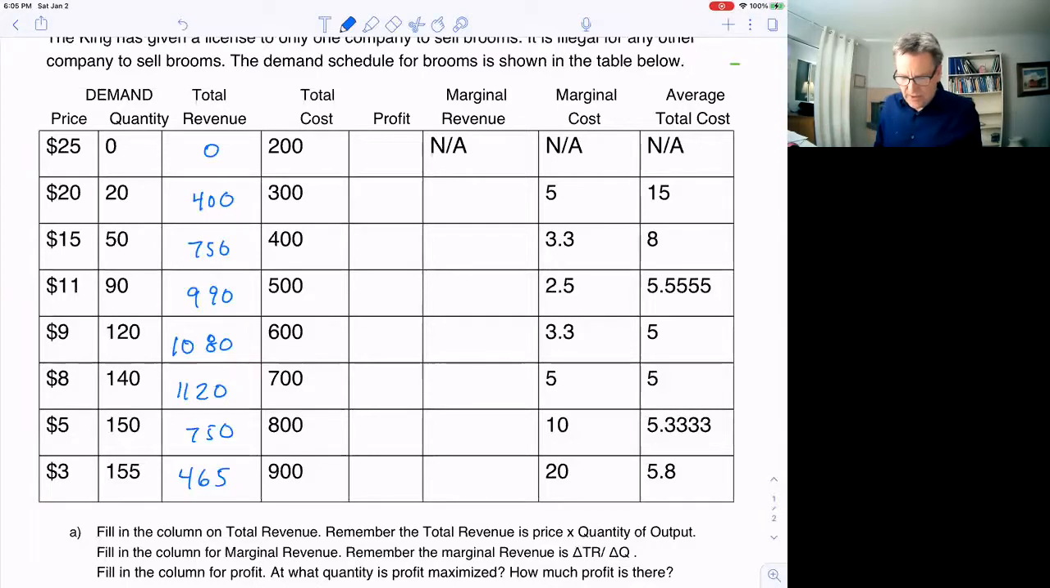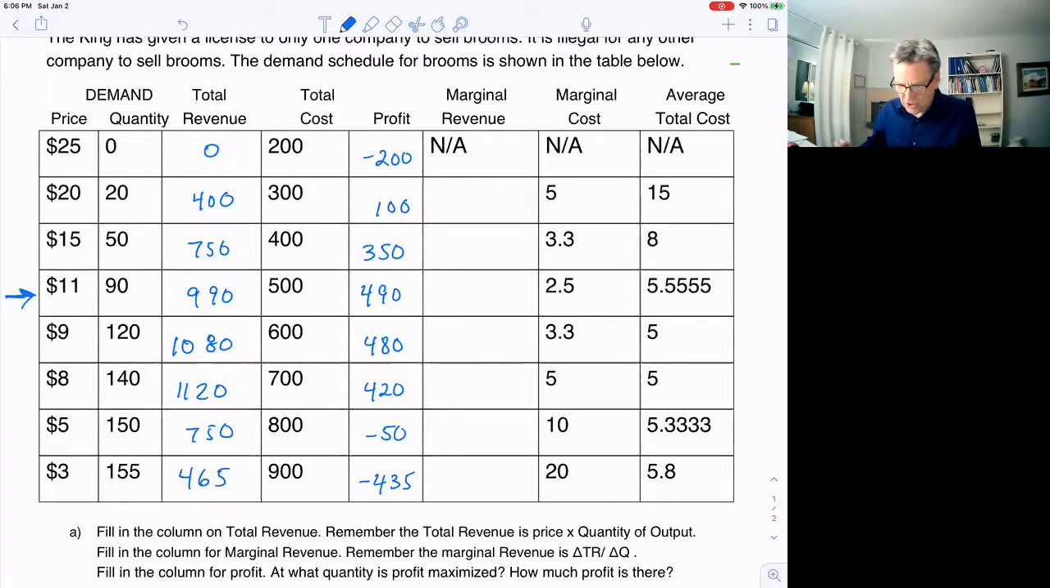Now let's fill out the marginal revenue and profit. We can do profit right away because all we need is total revenue and total cost to get profit. So we have minus 100, minus 200, 100, 350, 490, 480, 420, negative 50, and negative 435. So we can see here where the profit maximizing place is going to be. It's going to be right here, producing a quantity of 90 and charging a price of $11 per broom. And then our profit will be $490.